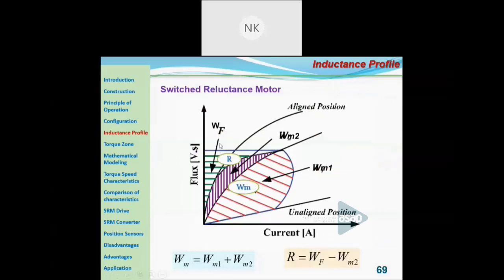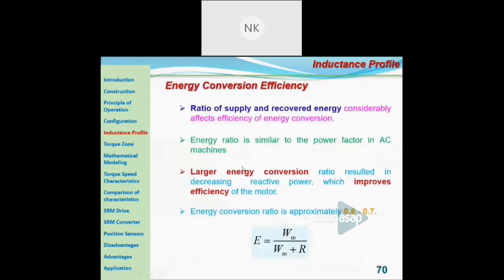And Wf, the stored energy during the magnetization process, will be this much. When you have the demagnetization, Wm2 will be there, so you have a reserve. That reserve is the stored magnetic energy minus Wm2 during the demagnetization process. From this, you can get an energy conversion efficiency that is similar to the power factor of AC machines. That is, you take the ratio of the supply and the recovered energy. A larger energy conversion improves the efficiency also. Normally we take the total mechanical energy divided by the mechanical energy plus the reserve part. Normally it varies from 0.6 to 0.7.